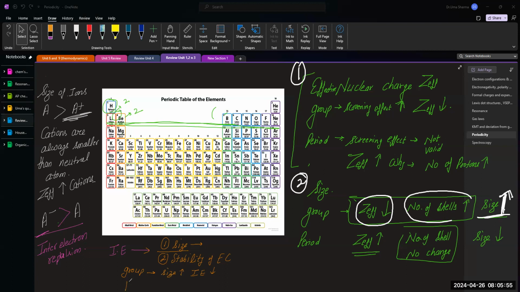But what happens across the period? Across the period, due to size decreases, ionization energy should, must increase. But then stability of configuration is interfering. Stability will show you exceptional drops. Stability of electron configuration.